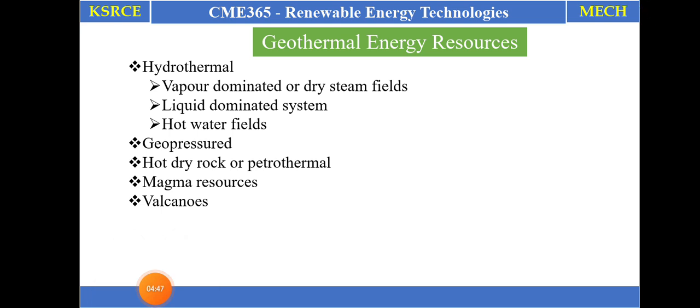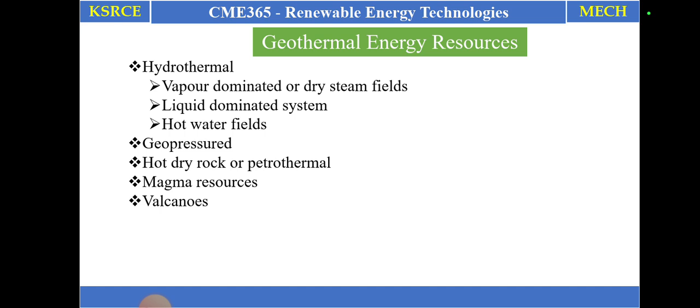Next one is geopressurized reservoir. Hot water or brine trapped underground at a depth of 2.4 km to 9.1 km with temperature of about 150 degrees Celsius. It is stored under pressure of about 1000 bar from the weight of overlying rock. This type of resource can be used for both heat and natural gas.